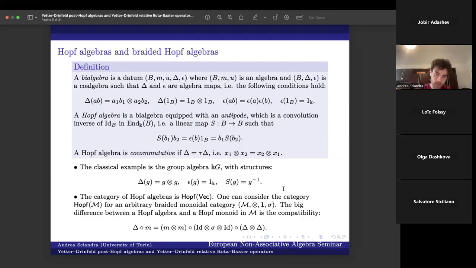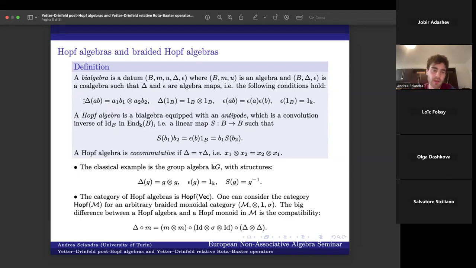a coalgebra, such that we have a compatibility between these two structures. First of all, the coalgebra structure: we have a coproduct which goes in the opposite direction of the product, so from B into B tensor B, and we have a counit epsilon, which goes from B into the base field, and they satisfy coassociativity and counitarity, dually to the axioms of an algebra. And we also require that delta and epsilon are morphisms of algebras, or equivalently that M and U are morphisms of coalgebras, meaning exactly this condition here.